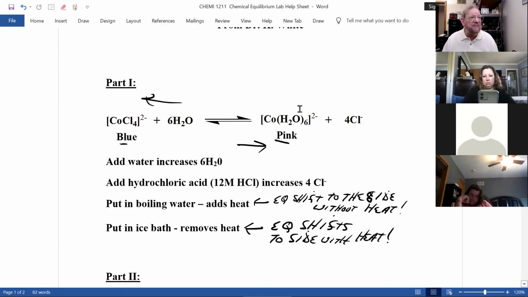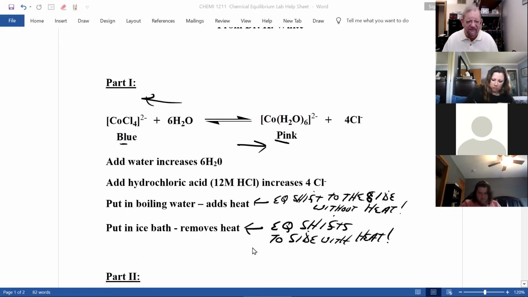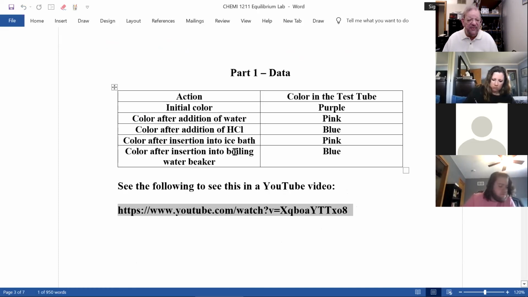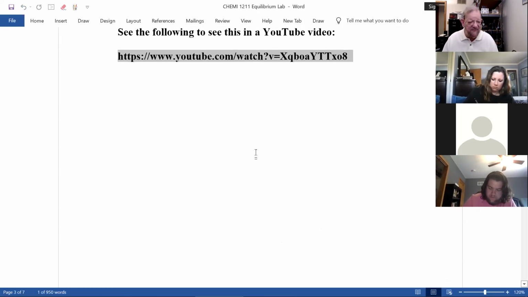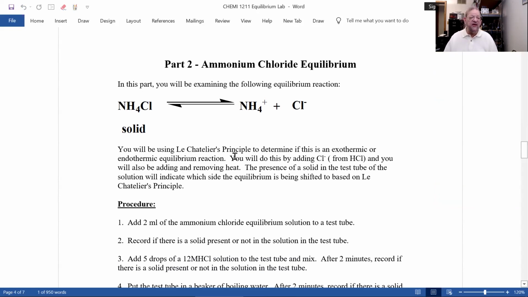Now, let's look at part two. And notice I have the colors there. Now in part two, everybody see part two on your screen right now? Thank you. We're looking at the equilibrium of a solution that has ammonium chloride, NH4Cl. Now that's a solid in water. It's in equilibrium with the ammonium cation and the chloride anion, which are in solution.